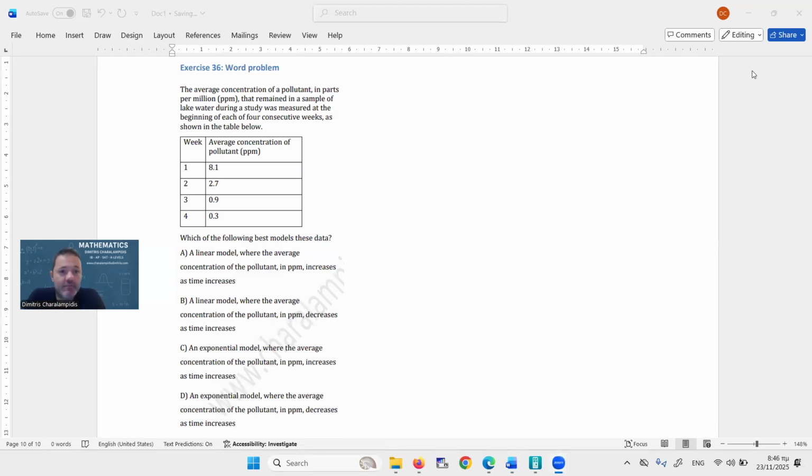Exercise 36. The average concentration of a pollutant in parts per million, ppm, that remained in a sample of lake water during a study was measured at the beginning of each of 4 consecutive weeks, as shown in the table below. So at the end of the first week, we had 8.1, then 2.7, then 0.9, and then 0.3. Which of the following best models this data?